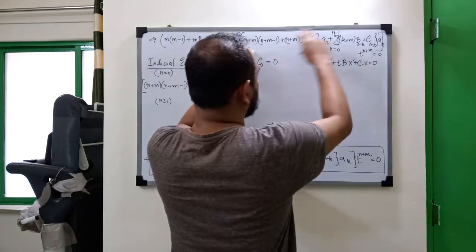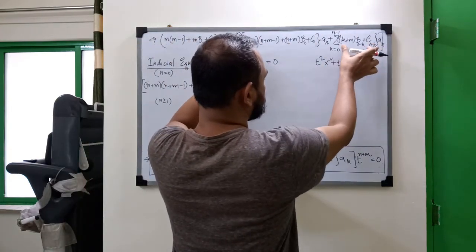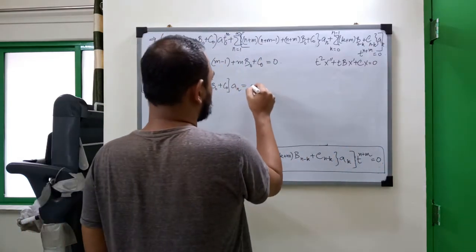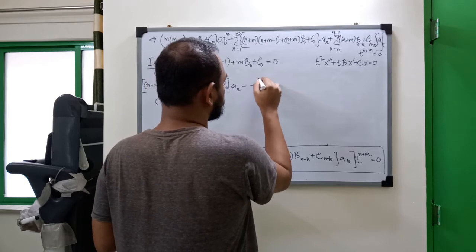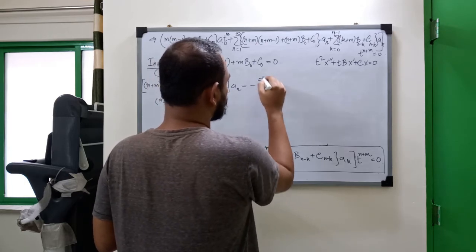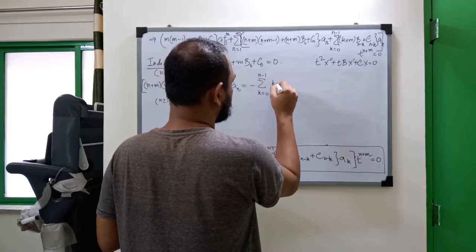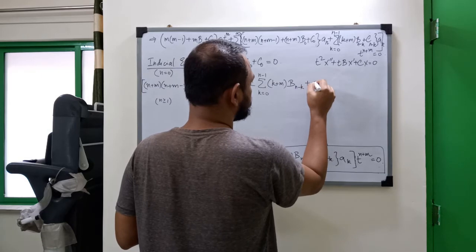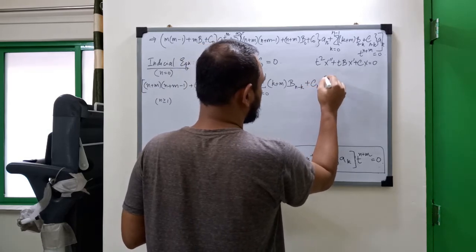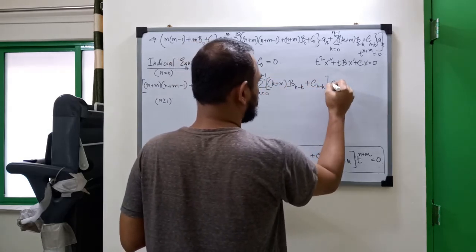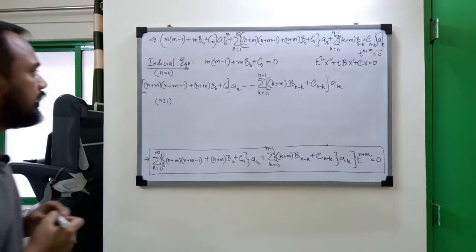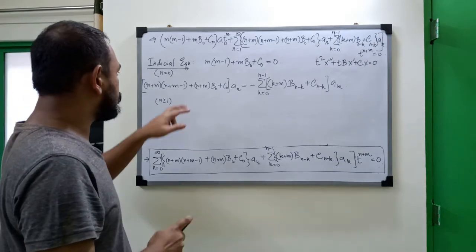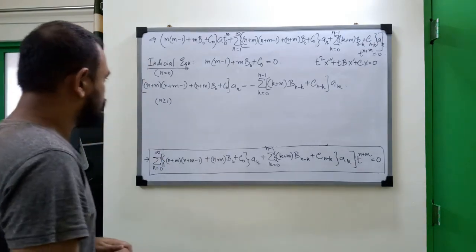If this whole thing is 0, I can take this sum to the right and give it a minus sign. So I will have minus the summation k from 0 to n minus 1 of (k plus m) b_{n minus k} plus c_{n minus k}, and both of them will have a_k common. Okay, that's the form. That's the equation from which you will get each a_n.